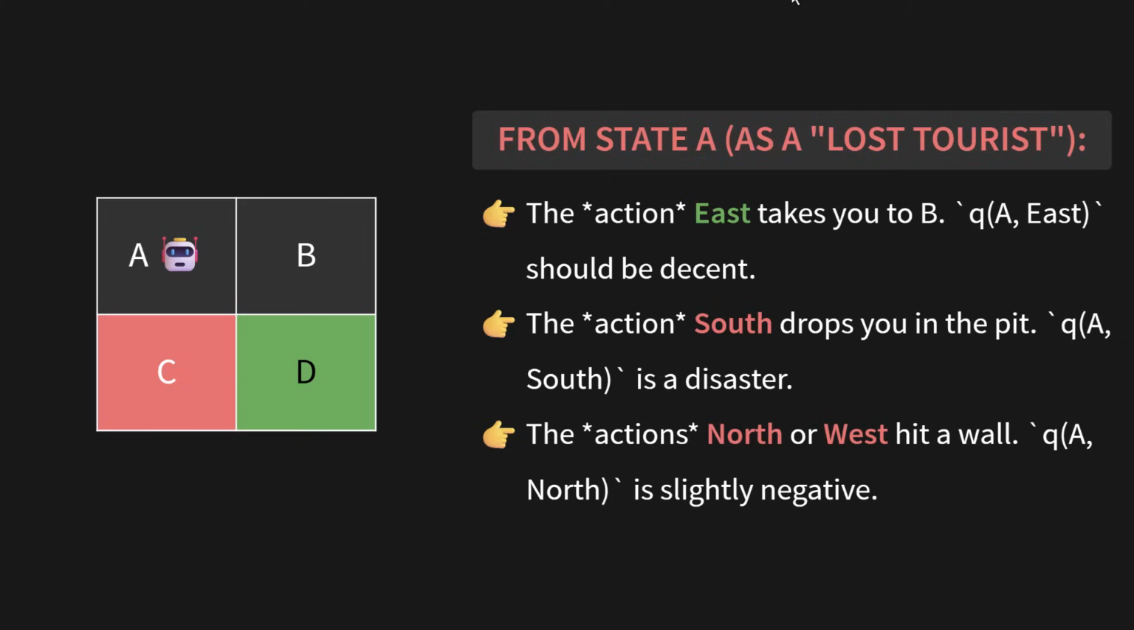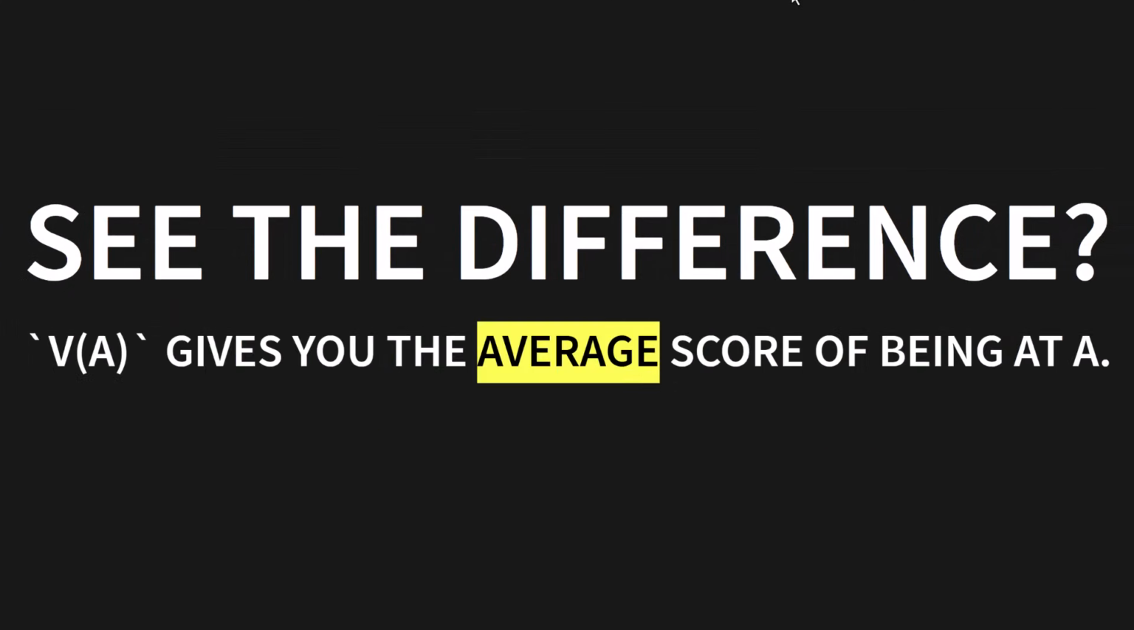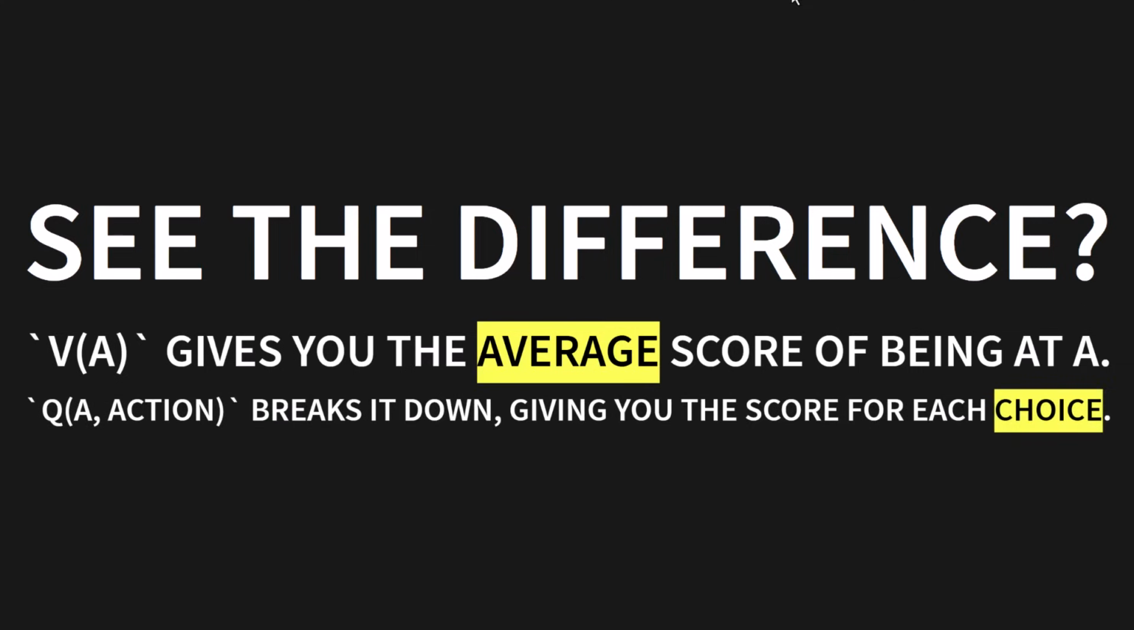See the difference? The state value, V(A), gives you the average score of just being at A. The action values, the Q values, break it down, giving you the specific score for each possible choice you can make.